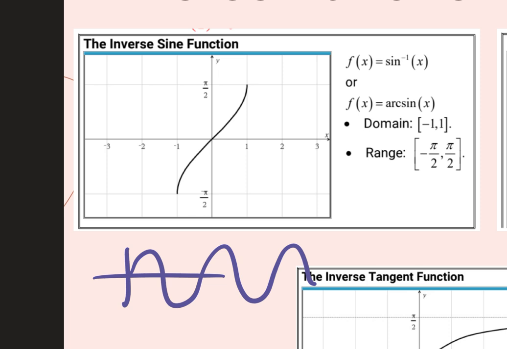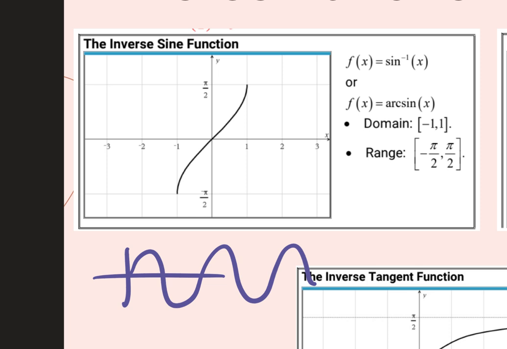Vertical is if it's a function, so horizontal is if it has an inverse. If I take my original sine curve and I put a horizontal line through it, is it going to pass? No, it's going to fail, so it wouldn't have an inverse. So what we do is we have to restrict sine to just one part of the curve so that it does have an inverse, okay?